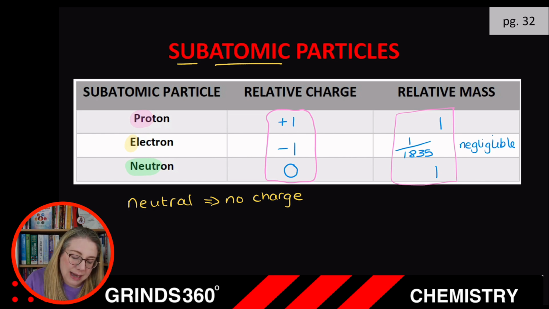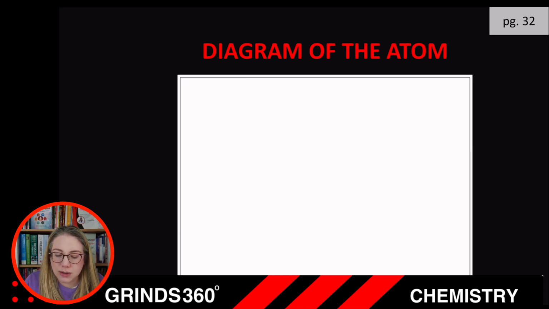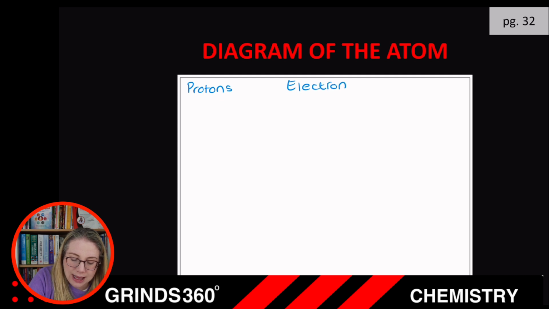Now, next up we're going to look at how these subatomic particles are arranged inside an atom. So now in your notes, you have a space for drawing the diagram of an atom, and this is underneath where you wrote in your subatomic particles. There's a big box at the bottom of page 32. Inside here, we're going to draw a diagram of an atom. Now we've got 3 subatomic particles to fill in. We have protons, electrons, and neutrons.